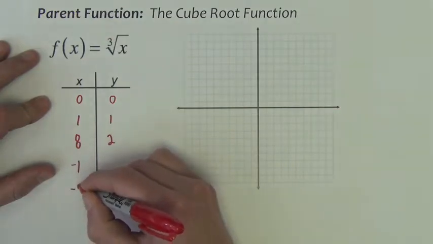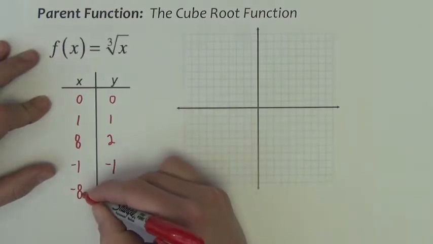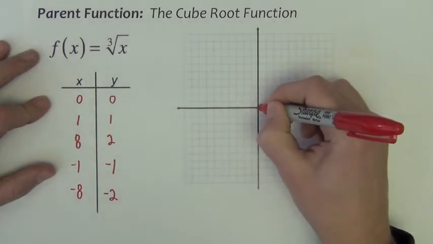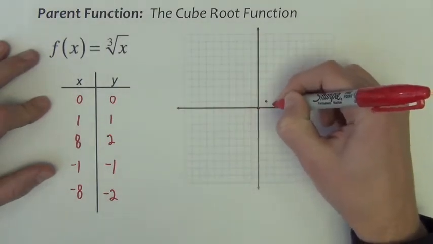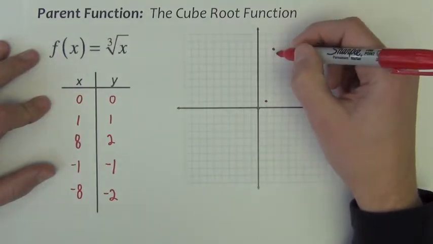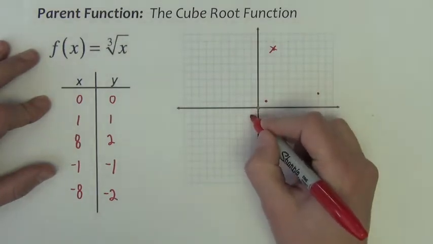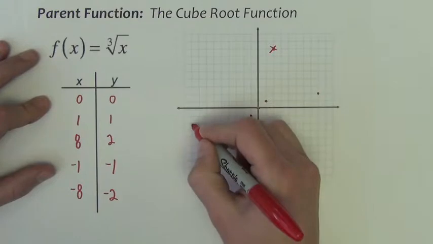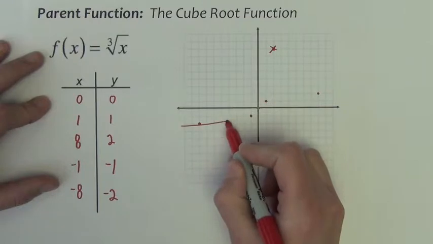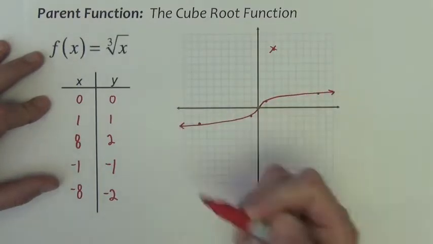And unlike square roots, we can take the cube root of negatives. So the cube root of -1 is -1, and the cube root of -8 is -2. We get points that look like this. Hold on, that one's in the wrong spot. Out here. Kind of like this.